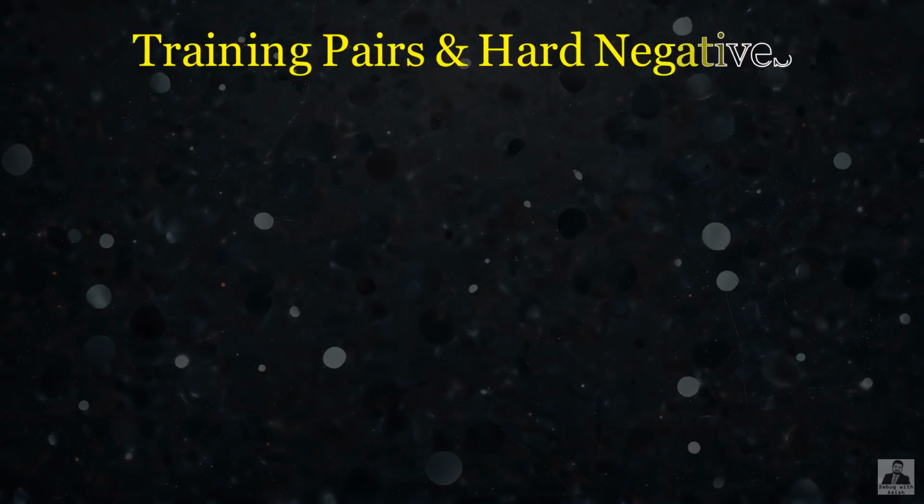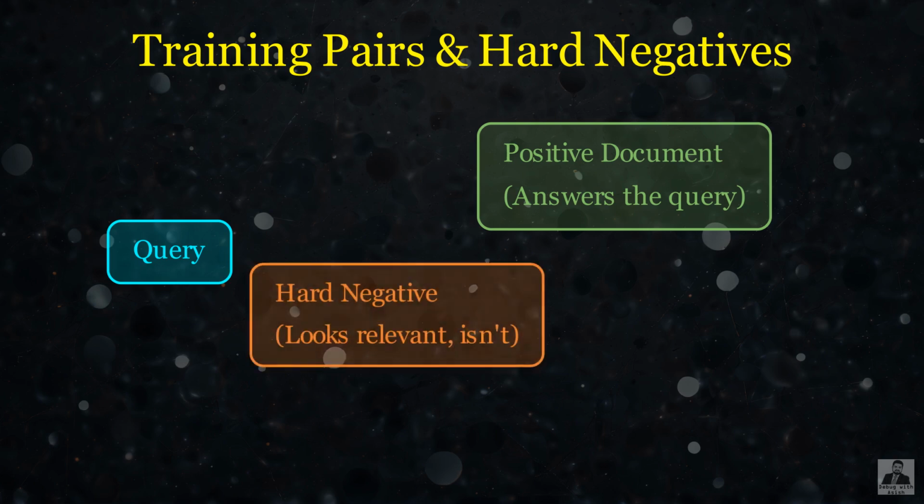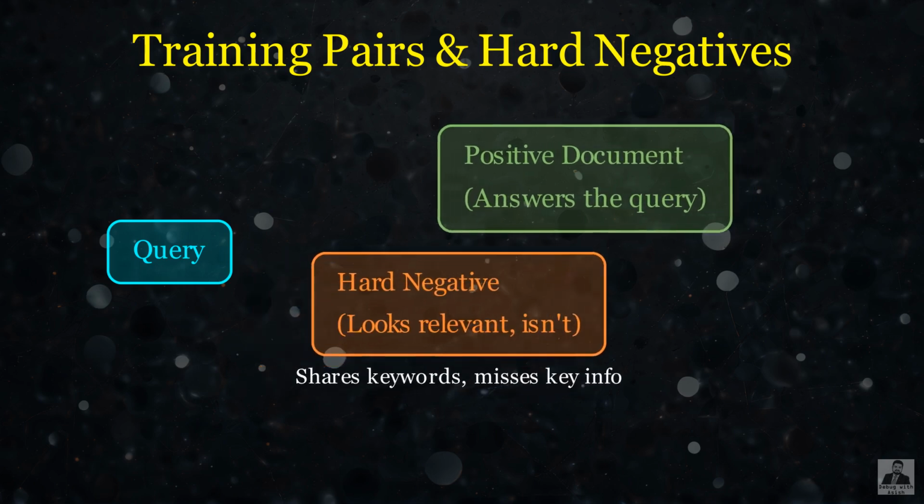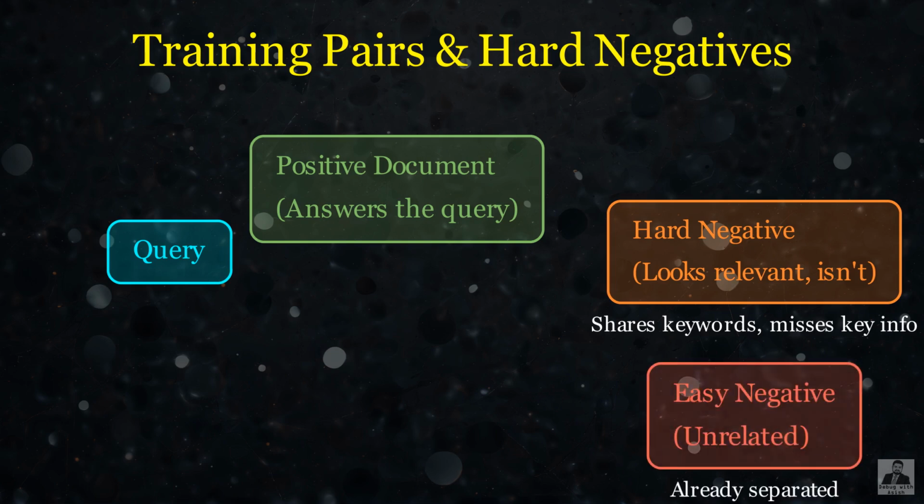Fine-tuning an embedding model requires training pairs. Each pair has a query and a positive document, meaning a chunk that genuinely answers the query. Hard negatives are chunks that look plausibly relevant, but do not actually answer the question. They might share keywords or topic, but miss the key information. The model learns to pull positive pairs closer together in vector space and push hard negatives further apart. Easy negatives teach the model nothing because it already separates them correctly.